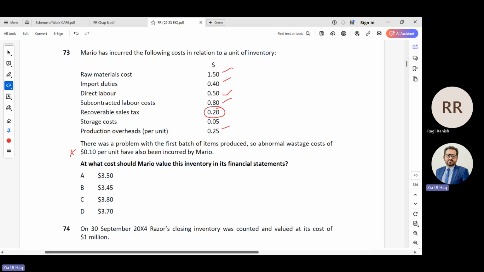If we include storage cost, the answer is A. If we do not include it, the answer is B. In the book they stated storage cost, but if simply storage cost is there, we assume it is relating to finished goods, so we can ignore it. Even the answer at the back is B. So storage cost we don't include.